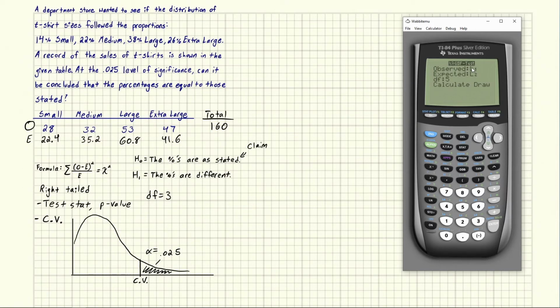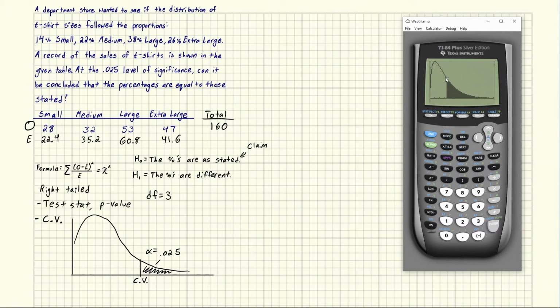And our observed are already in list 1, our expected are in list 2. If you put it in some other list, you're going to have to change these. Our degrees of freedom, well, that is going to be 3, like we talked about. And I want to draw it first just so you can see it visually, and then I'll use calculate. So if we draw it, it's going to actually shade it for us and everything.